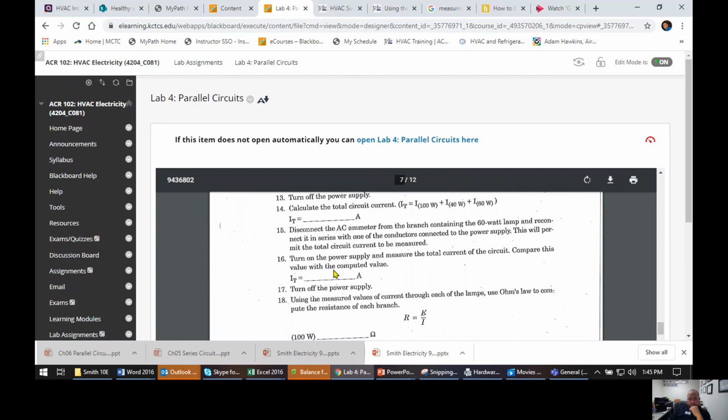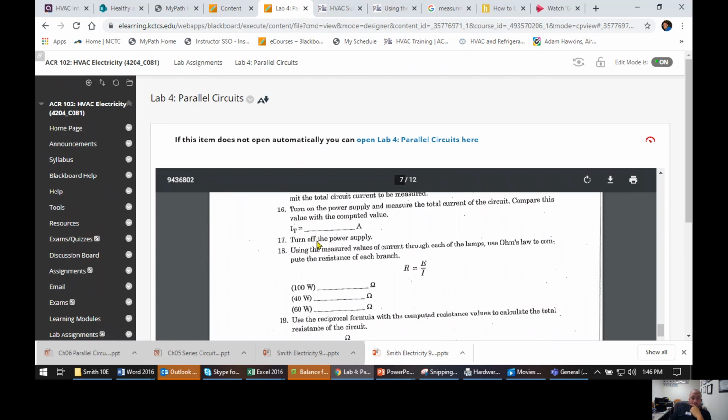And then you're going to turn your circuit back on and you're going to measure that. So turn the power supply on and measure the total current. Compare this to the computed value. So you're going to compare number 16 to what you found in number 14 and see if those are close.